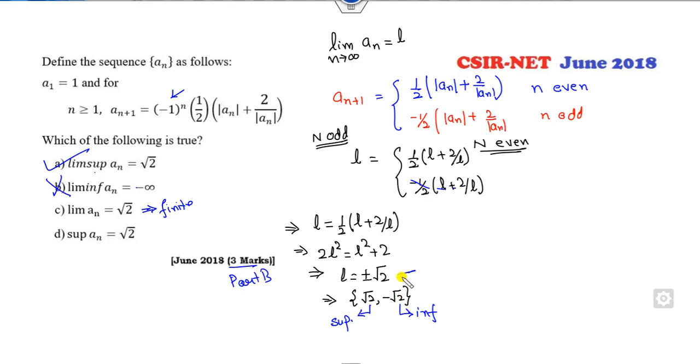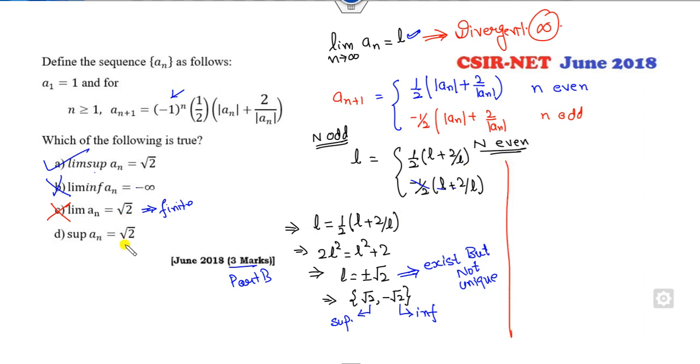Clearly it says this limit exists. Fine. This limit exists but not unique. So what does it mean? If the limit exists but is not unique, it means this sequence is my divergent sequence. So once it's a divergent sequence, the answer will be infinity or minus infinity, but not equal to root 2.